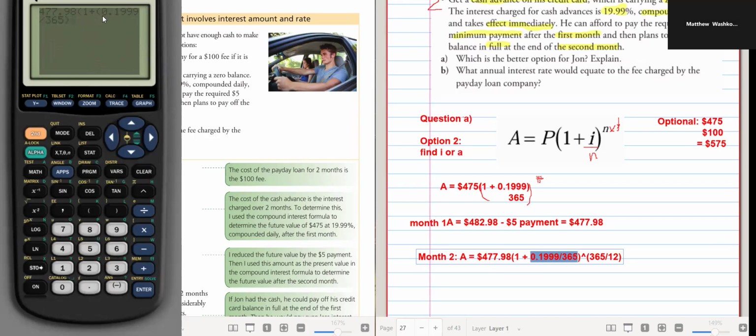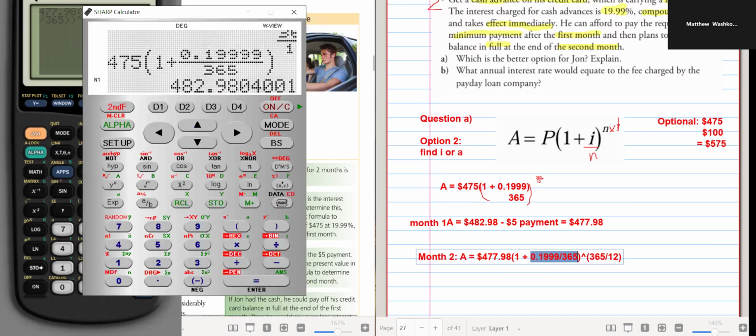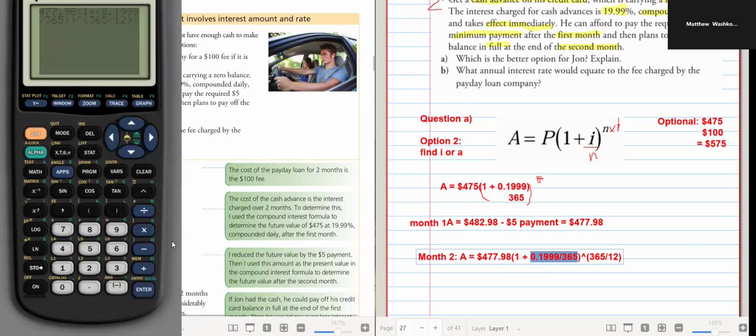So you see this? I've put that fraction in its own bracket, so it knows to do this calculation first. Now I close this bracket entirely. And this is all now to the power. Same thing, I got to do another bracket here: 365 divided by 12. Do you see why I like my Sharp emulator instead? It has a fraction button. It's so much easier.